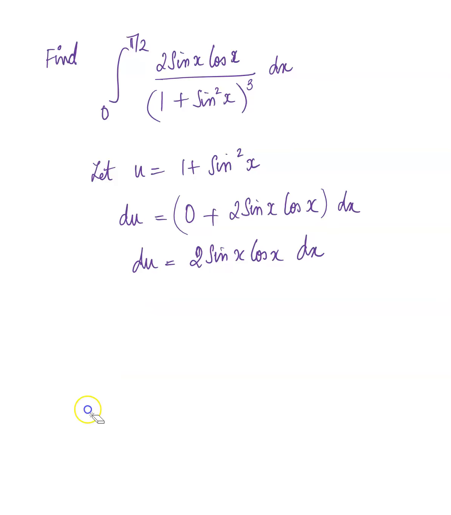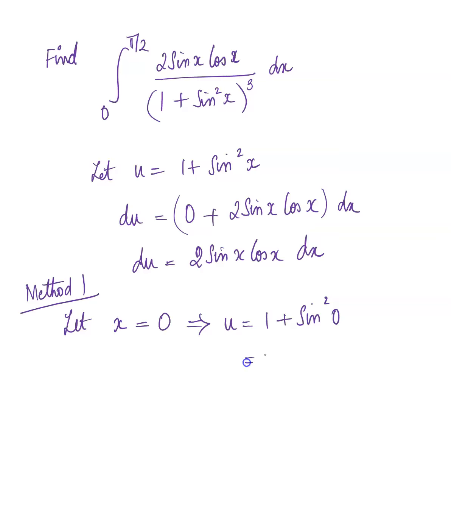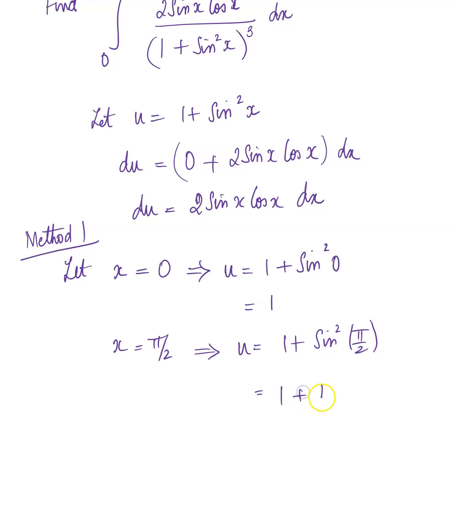You know what? I'll try to do method 1 in this one. Okay. So then I'm going to change my limits. So I'm going to use method 1. Okay. So when x is 0, it means u equals 1 plus sine squared 0. Right? Now sine 0 is 0 itself. So that's going to be 1. When x is pi over 2, 1 plus sine squared pi over 2. So you do sine pi over 2 and square that answer, right? So sine pi over 2 is 1 squared. So 1 plus 1 is 2.